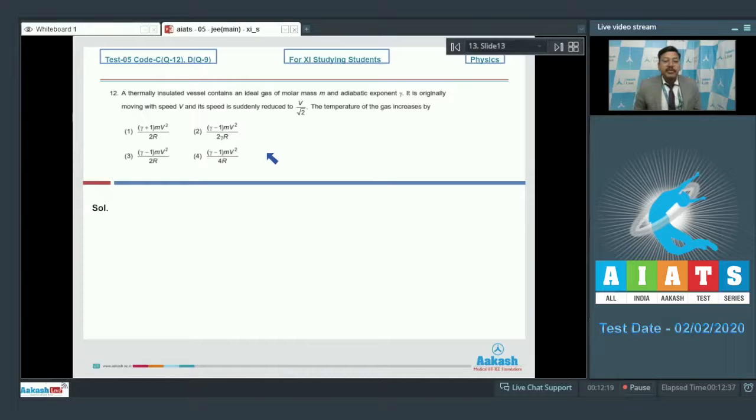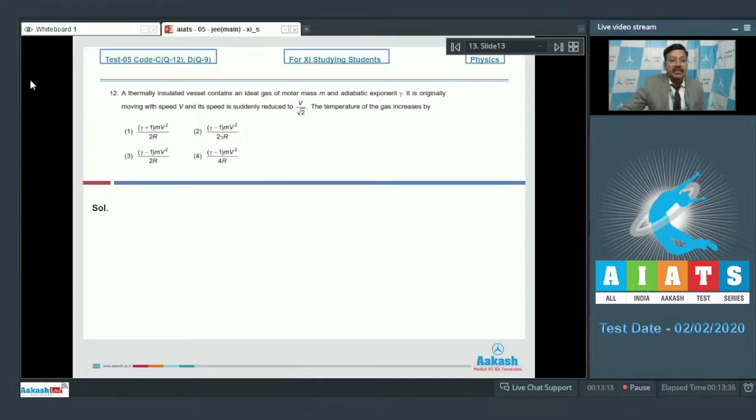Well, this question is also based on kinetic theory of gases. The kinetic energy of the ordered motion, the velocity v of the vessel, is what we call the ordered motion of the gas, and the temperature is a reflection of the random motion of the gas. So in this particular case, the kinetic energy of the ordered motion will convert into the kinetic energy of the molecules of the gas, and that means the temperature will increase.